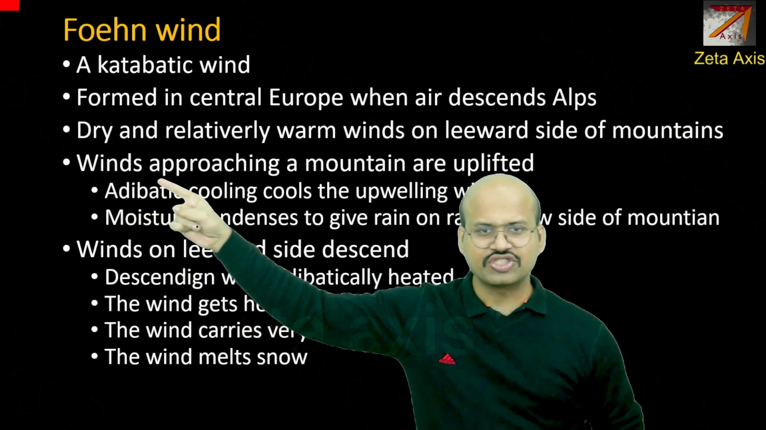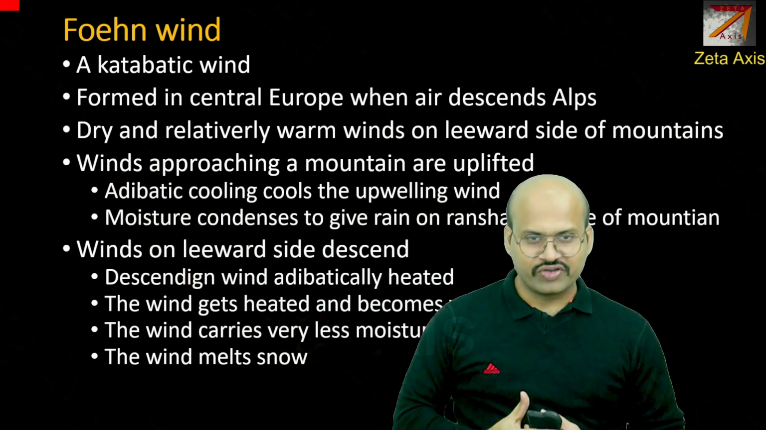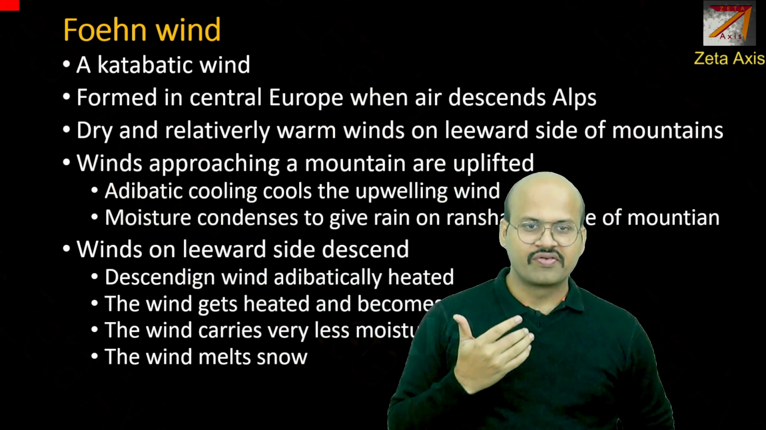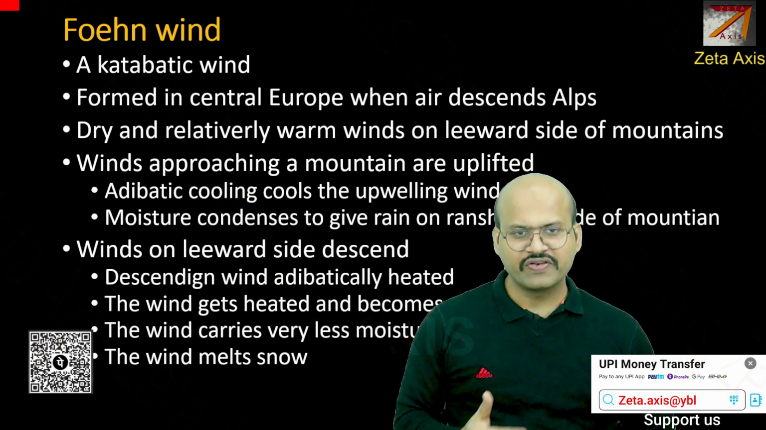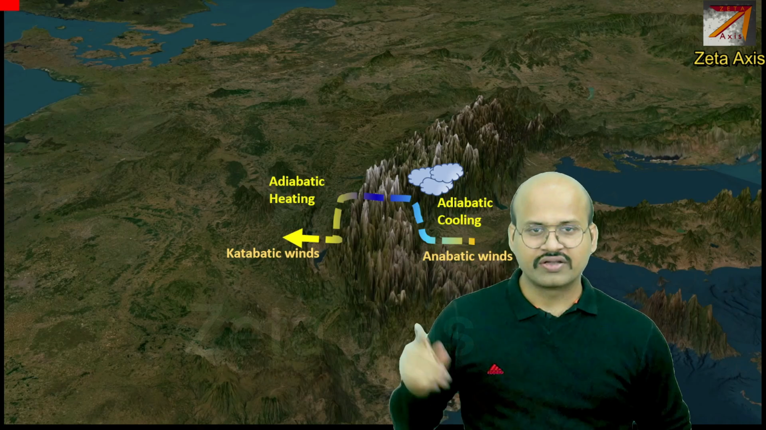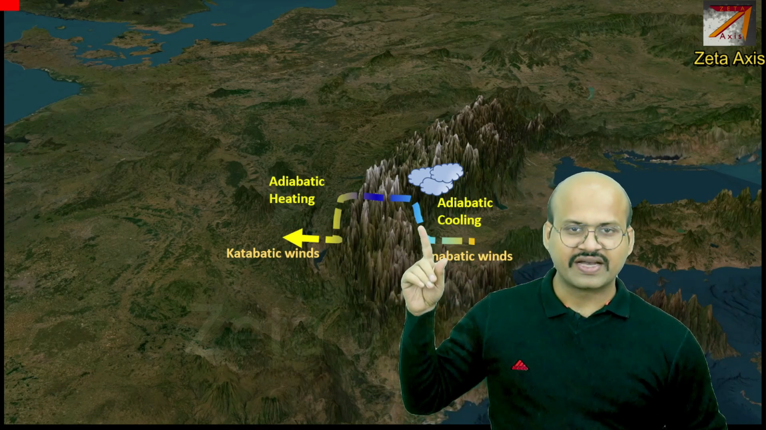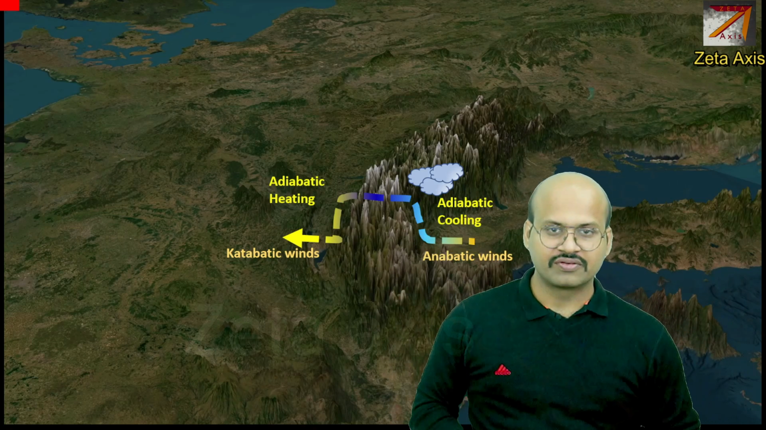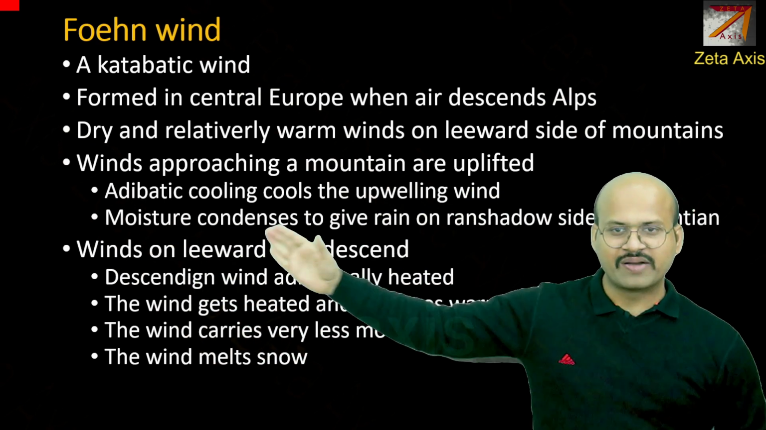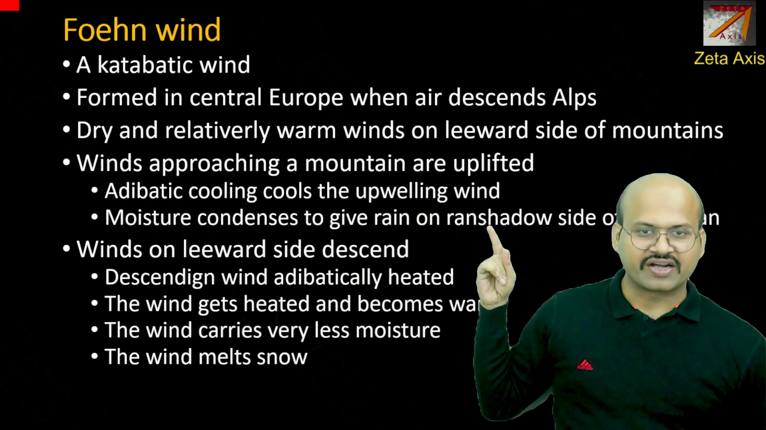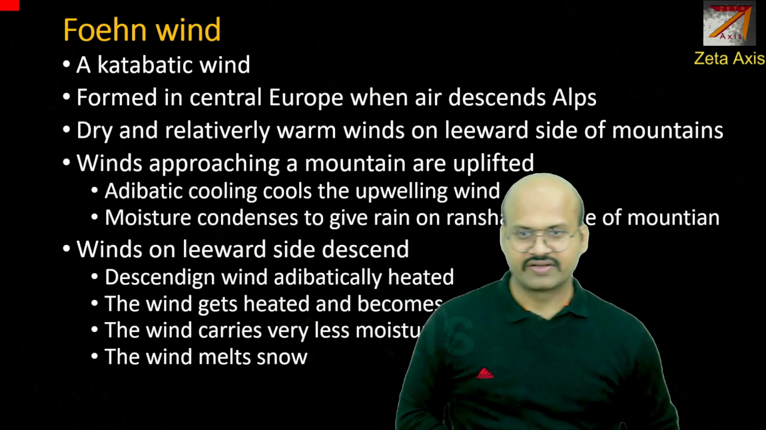The winds approaching a mountain are uplifted. So, we saw that when the winds were approaching the Alp mountains, they were uplifted. On the windward side, that is, on this side, we will see that there will be a lot of rainfall. So adiabatic cooling cools the upwelling wind and moisture condenses to give rain.